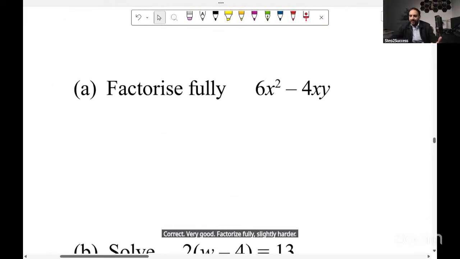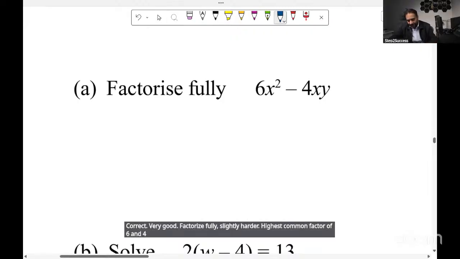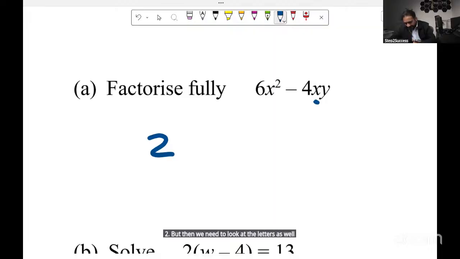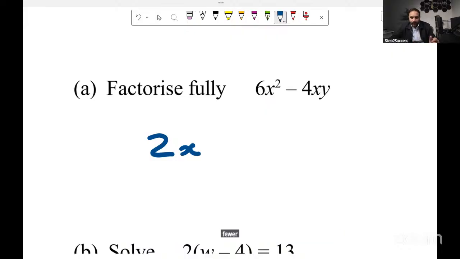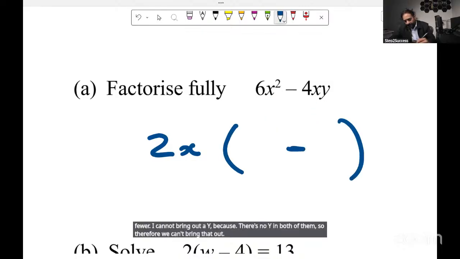Factorize fully, slightly harder. Highest common factor of 6 and 4 is 2. But then we need to look at the letters as well, because I've got an x there and 2 x's here. So I can bring out one of those. You always bring out the fewer. I cannot bring out a y because there's no y in both of them, so therefore we can't bring that out. And then we make this work.